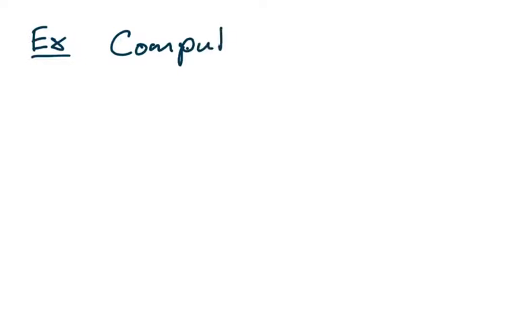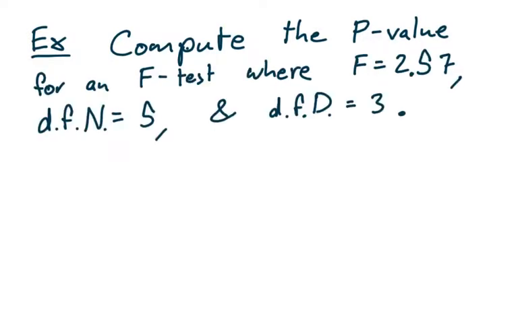We'll compute the p-value for an f-test where f is equal to 2.57. The degrees of freedom for the numerator, dfn, are 5, and the degrees of freedom for the denominator, dfd, are 3.